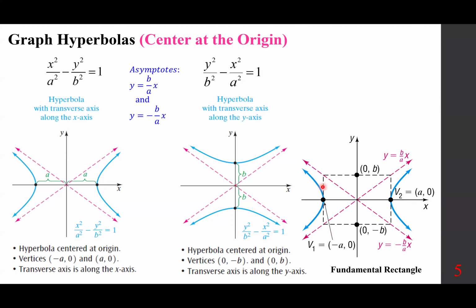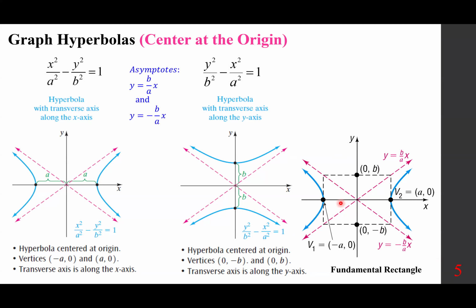Now, this is called a fundamental rectangle. Look at the points (a, 0), (-a, 0), (0, b), (0, -b), and create a rectangle such that the corners have coordinates (a, b), (a, -b), (-a, -b), (-a, b), and you draw this rectangle. The reason they call it a fundamental rectangle is because the two asymptotes are the diagonals of the rectangle. So one way to come up with these two lines is to make up this fundamental rectangle.